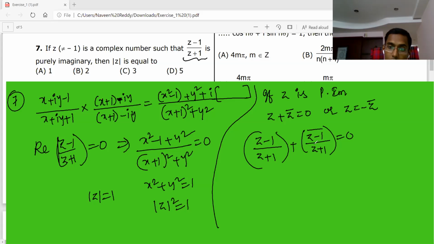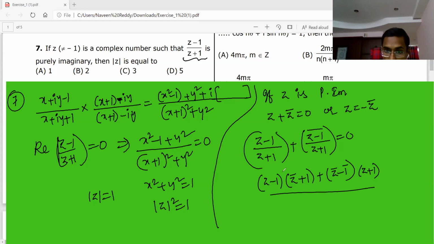Now the conjugate of a by b is the conjugate of a by the conjugate of b. That means individual conjugates. Here you get (z minus 1) into (z bar plus 1), and the conjugate of 1 is 1 only. Then this comes to this side, so (z bar minus 1)(z plus 1) over the denominator, whatever the denominator may be, which is mod z plus 1 into (z bar plus 1), equals 0. Okay, the denominator you need not write, I am writing it just for your understanding. Numerator only you should write.